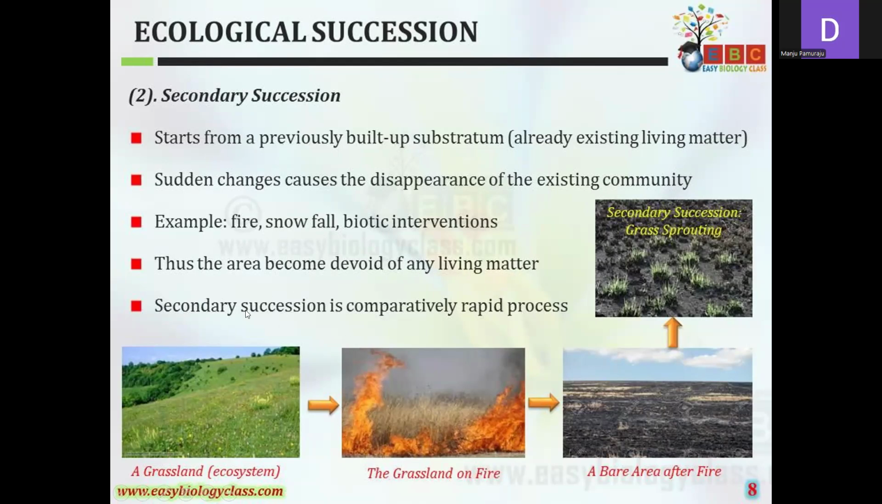So secondary succession is a comparatively rapid process, because here the living matter is already present. So the growth of the organisms is also rapid; fast growth will be seen in secondary succession. Whereas in primary succession, there is no living matter present and soil formation only now starts. But here the soil is already ready. So they start again and it is rapid growth.